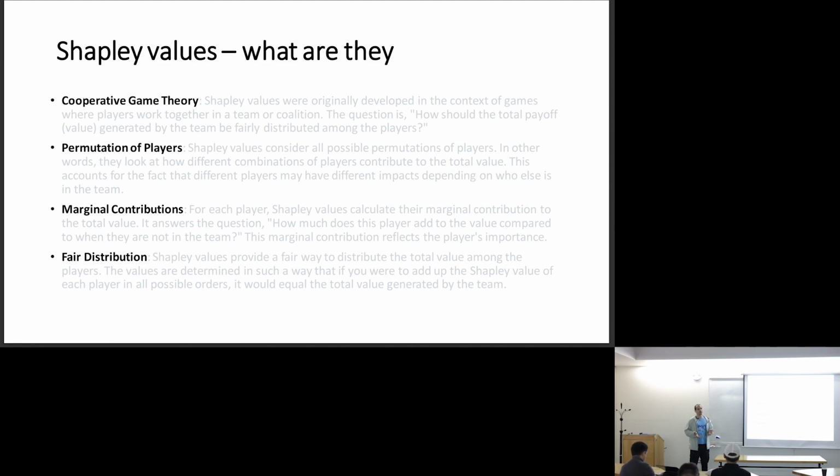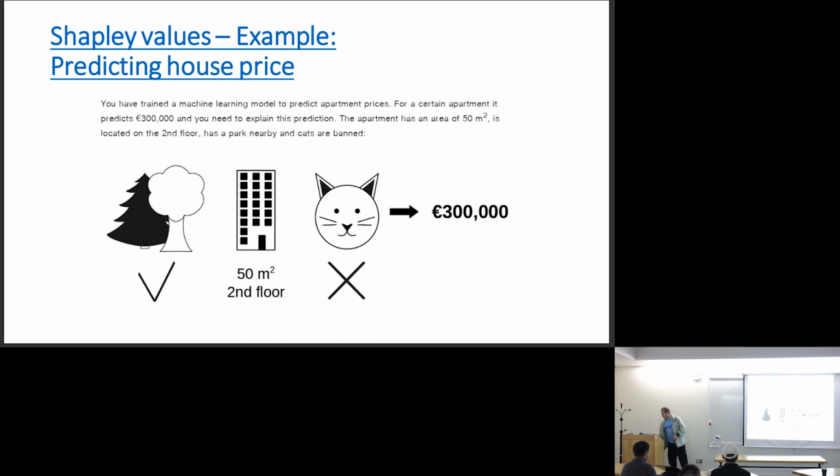So just to give an intuition of what Shapley values are, they come from cooperative game theory, and Shapley values try to give a fair distribution of rewards. So let me try to bring an example.